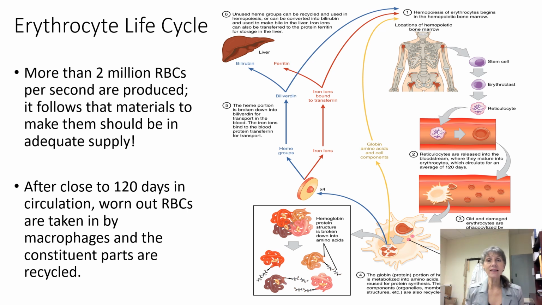When we look at the life cycle of an erythrocyte, understand that our body produces more than 2 million of these cells every second. So obviously we're going to need all the pieces to be able to put these cells together.